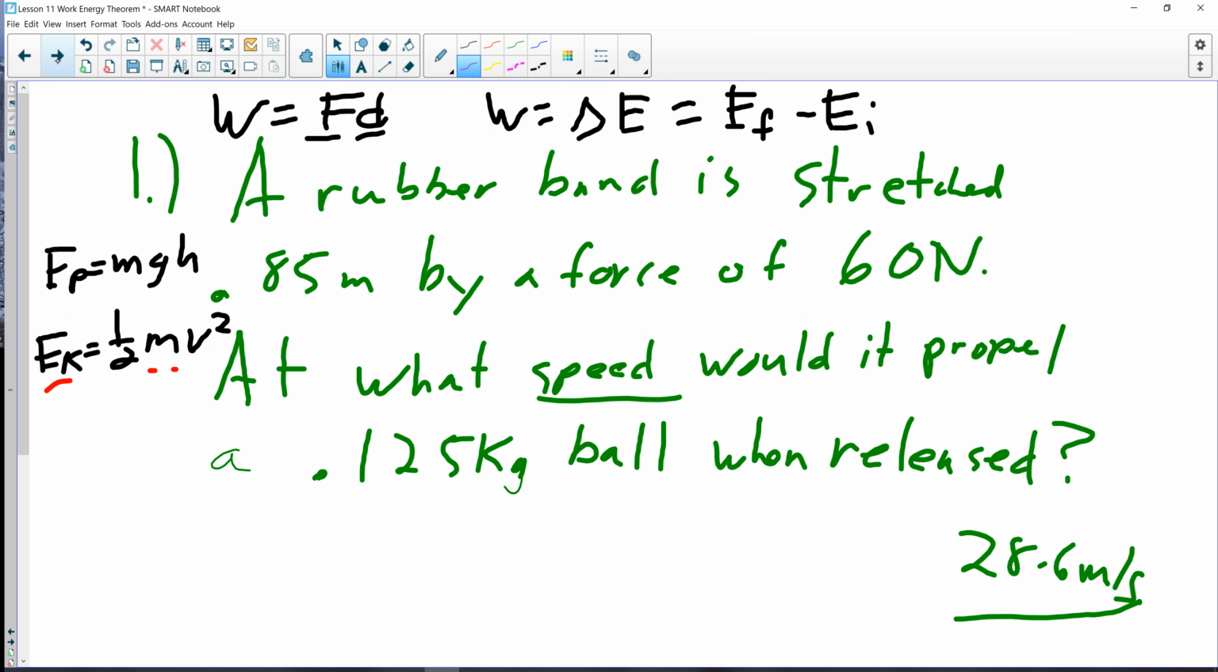All right, I want you guys to copy this one down. This is going to be our first example of a work energy theorem problem. I'll give you a minute here to get it copied down, and then we'll go over it together.